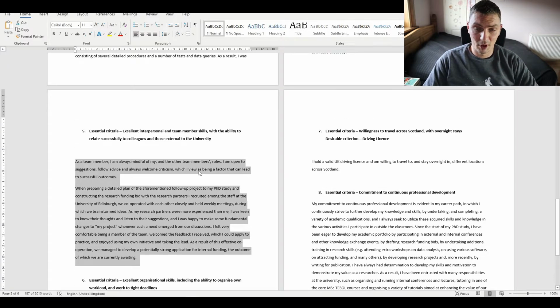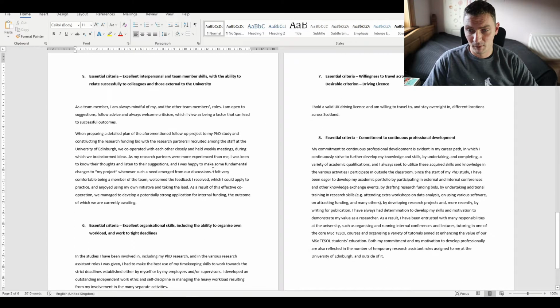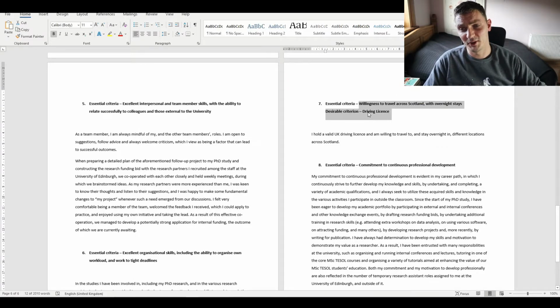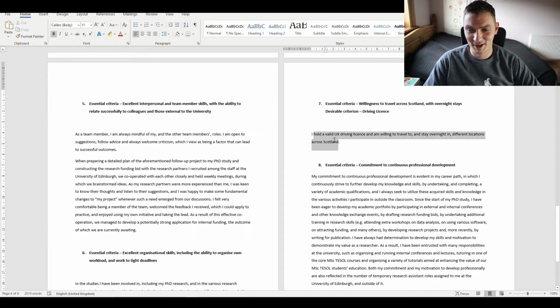And I said before about trying not to have these short answers. As you can see, willingness to travel across Scotland and driving license. I mean, what can you say about that? I remember I consulted a specialist in career development, and he told me that in this case it's okay just to state that. I mean, no reason to be creative when you're responding to such a simple selection criterion. So sometimes it does happen.